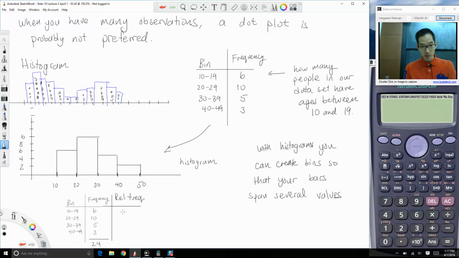Okay, so 6 out of 24, my relative frequency here would be 0.25, and 10 out of 24 is 42%, 5 out of 24 is 21%, and 3 out of 24 is like 12%. 13%, okay. Well, everything's going to add up a little bit over 1, but that's okay.